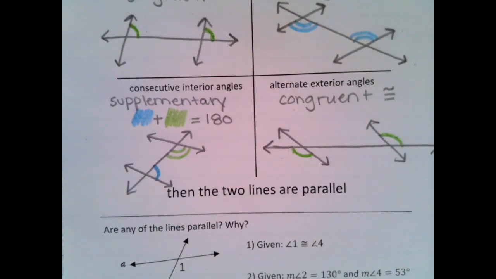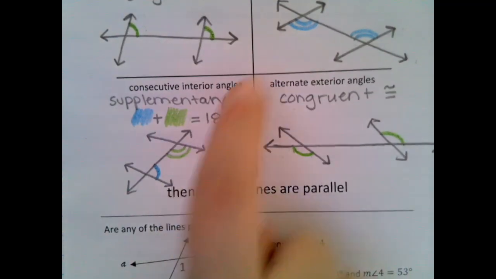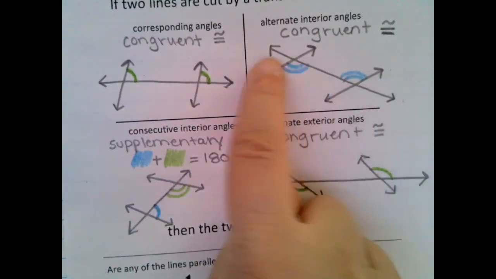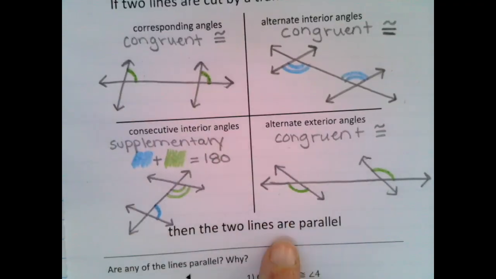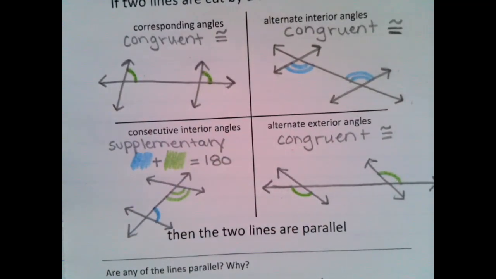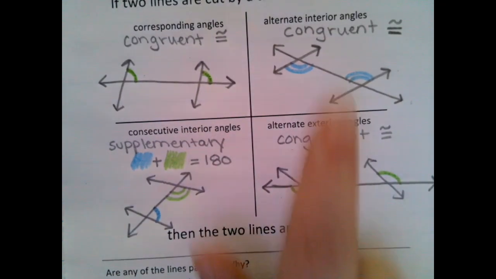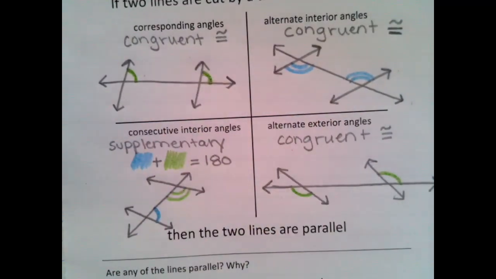All right, so hopefully this feels a little bit like review so far. So our goal today is if one of these 4 is true, then we know the lines are parallel. So that's what we're going to be doing today: we're going to identify which one is true and then which lines are parallel.